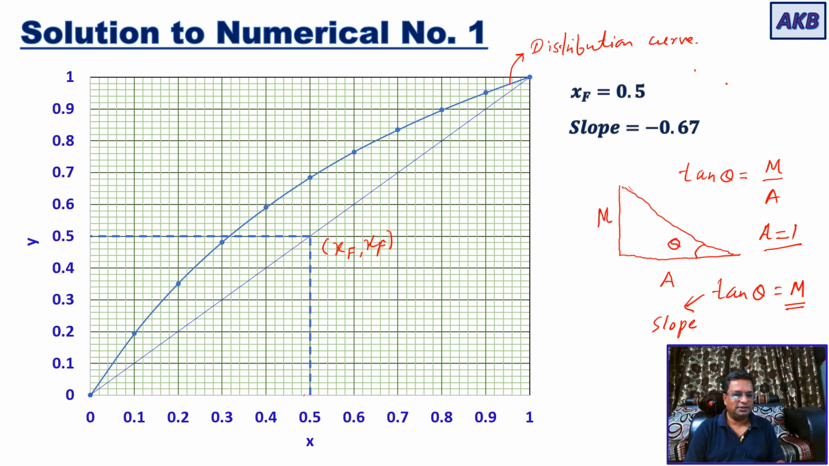Tan theta is nothing but the slope of the line. So if a is equal to 1 as per this diagram, then tan theta, the slope of the line, will be equal to the length of the opposite side. Are you understanding it? The same concept I'm going to use while plotting this line. So I'll be drawing a right angle triangle where this side will be equal to 1 and this side will be equal to the slope that you have.